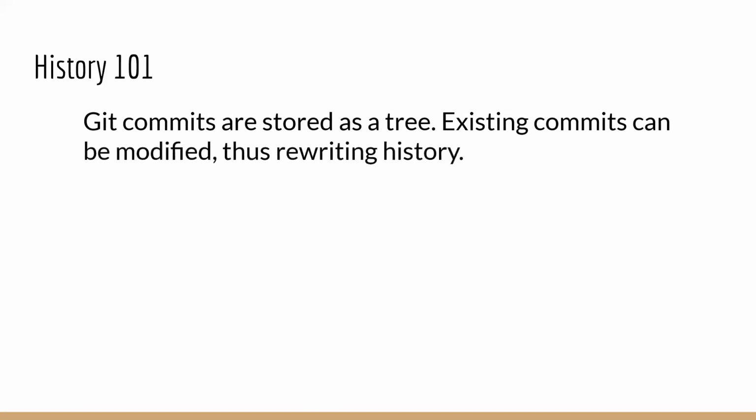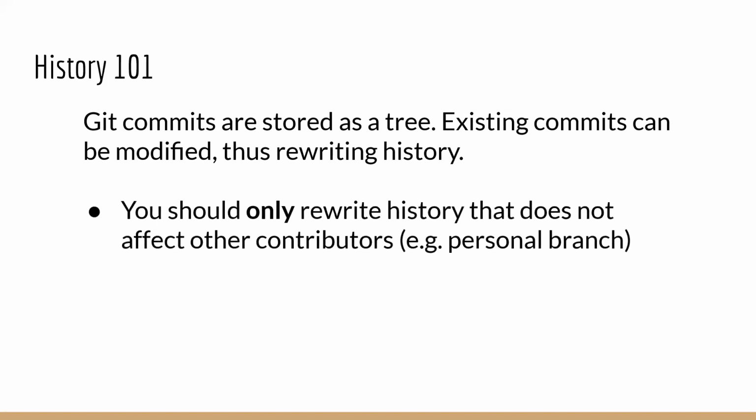Okay, thanks, slides. Git commits are stored as a tree. Right. So your branches are trees, they come off each other, and then they might eventually go back into each other. When they go back into each other, they do the very specific merge stuff. And so for the most part, it looks like a tree for everything that we're trying to do. Now, existing commits can be modified, which rewrites history. You should only rewrite history that does not affect other contributors, right? So like a personal feature branch or something like that.